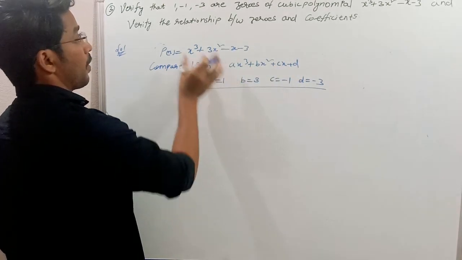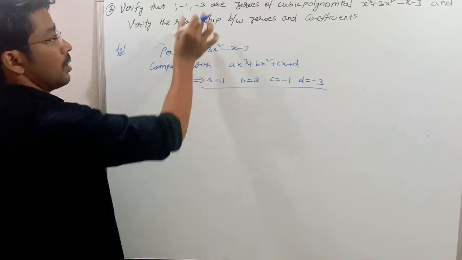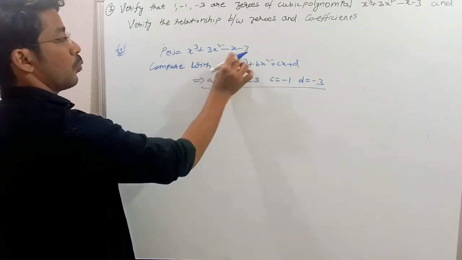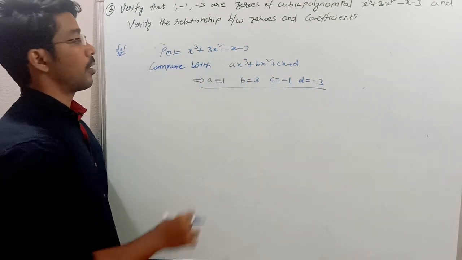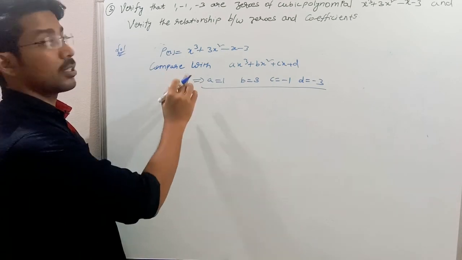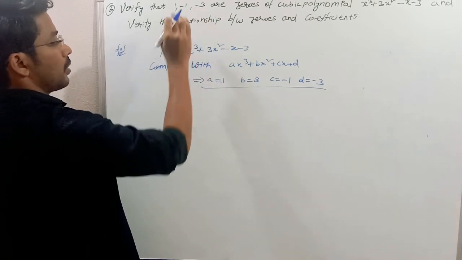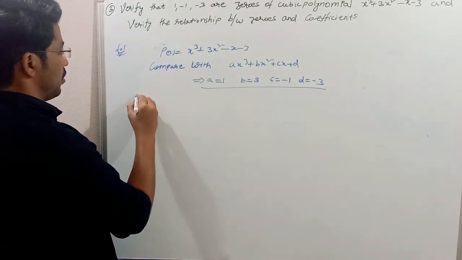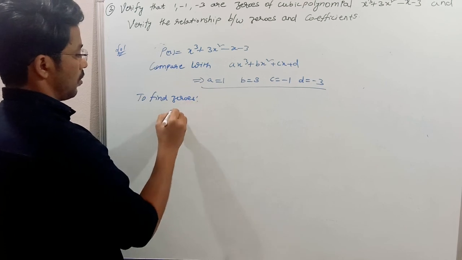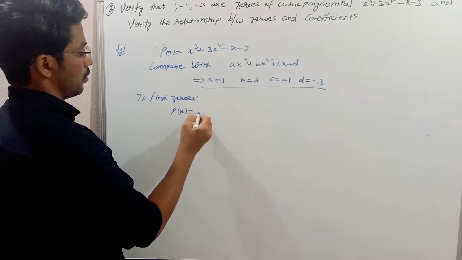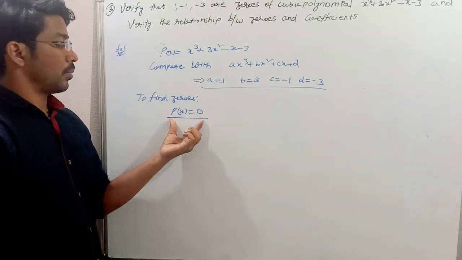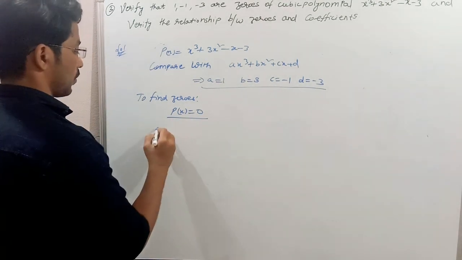So now first we have to verify whether these three are the zeros of the given cubic polynomial. If you observe, this is a cubic polynomial. A cubic polynomial has a degree of 3. So if it has degree 3, then it should have 3 zeros. So in order to verify this, let us take p of x is equal to 0. We have to get the given polynomial p of x equal to 0.